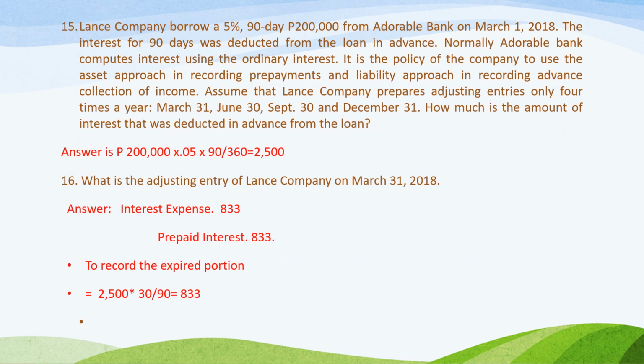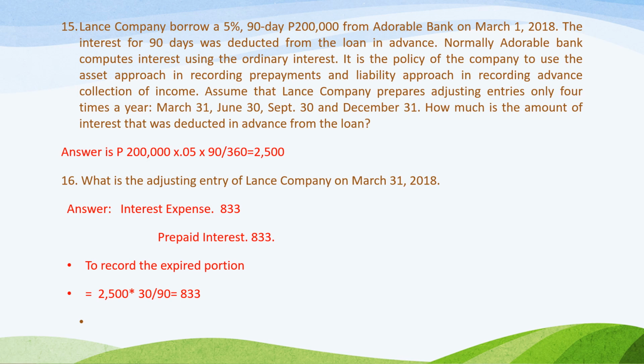Number 15. Lance Company borrowed a 5%, 90-day, 200,000 loan from Adorable Bank on March 1, 2018. The interest for 90 days was deducted from the loan in advance. Normally, Adorable Bank computes interest using the ordinary interest. It is the policy of the company to use the asset approach in recording prepayments and the liability approach in recording advanced collection of income. Assume that Lance Company prepares adjusting entries only 4 times a year: March, June, September, and December 31. How much is the amount of interest that was deducted in advance from the loan?